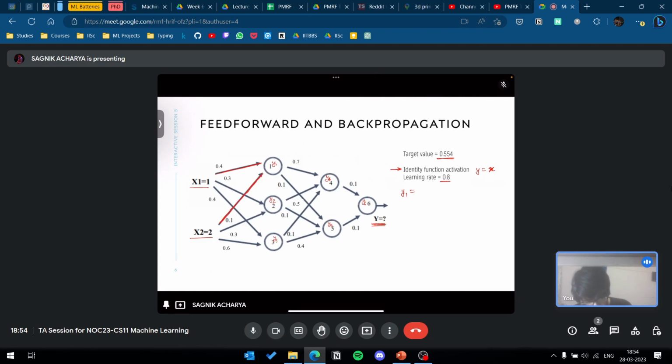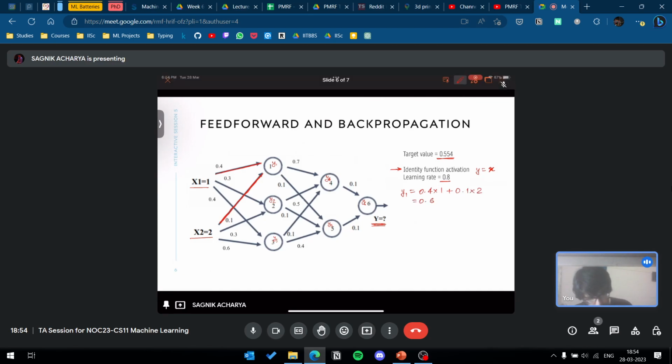So y1 is equal to 0.4 into 1 plus 0.1 into 2, right? So this is equal to 0.6. Similarly y2. So y2 will be equal to this branch plus this branch, right? So that is equal to 0.3 into 1 plus 0.3 into 2. So this 0.3 plus 0.6 is equal to 0.9, right?